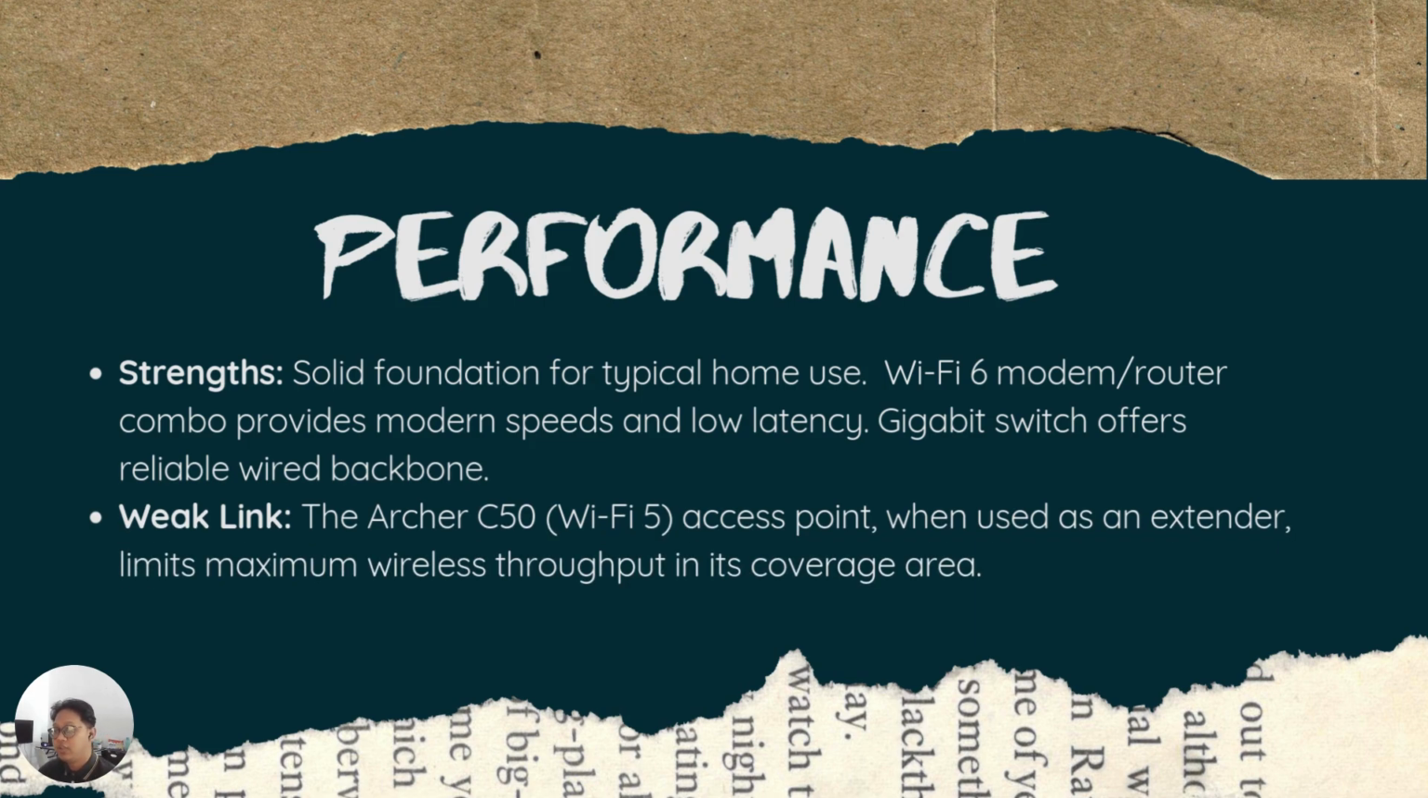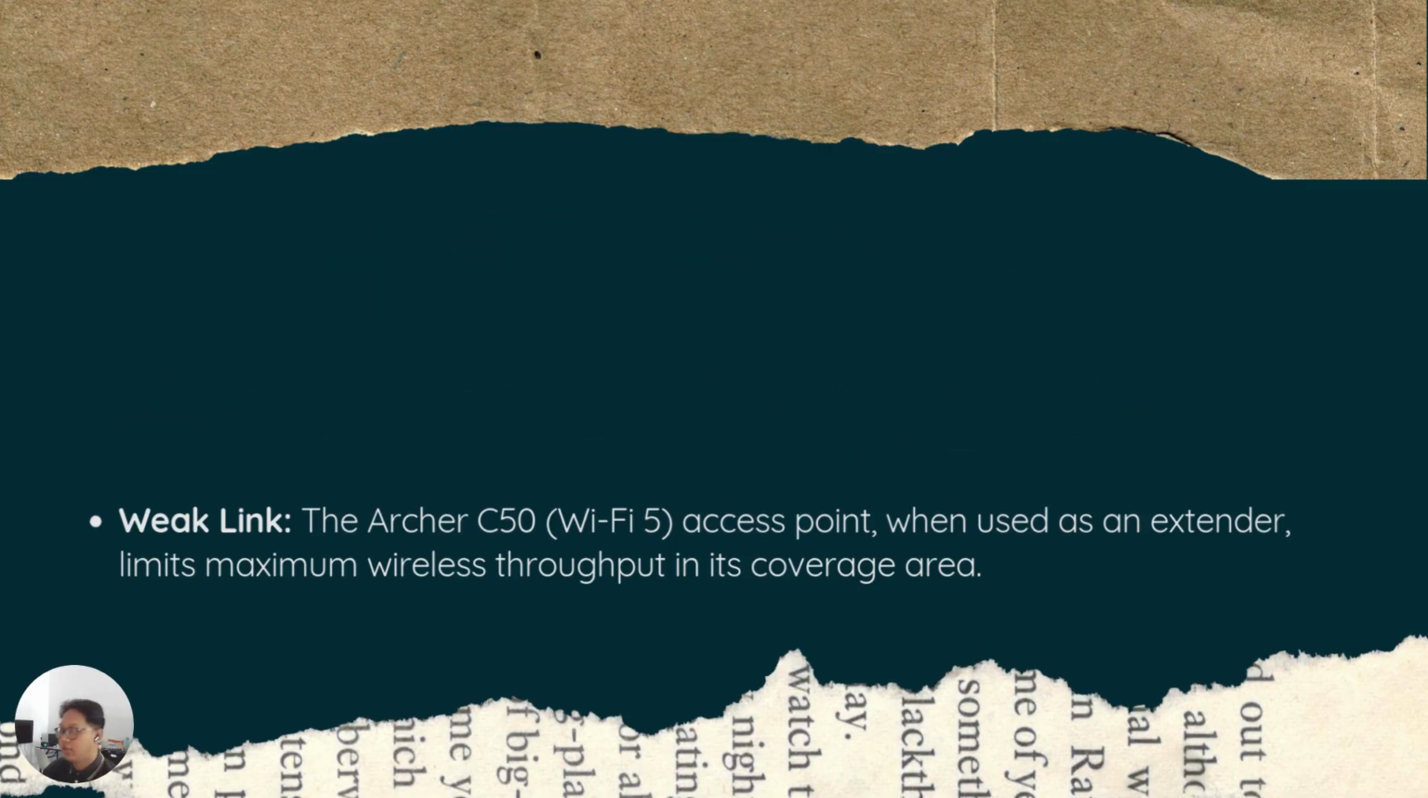So for the current network evaluation, for the performance side, the strength is a solid foundation for typical home use. The Wi-Fi 6 modem or router combo provides modern speed and low latency. The gigabit switch also offers a reliable wired backbone. The weak link is the Archer C50 Wi-Fi 5 access point. When used as an extender, it limits maximum wireless throughput in its coverage area.